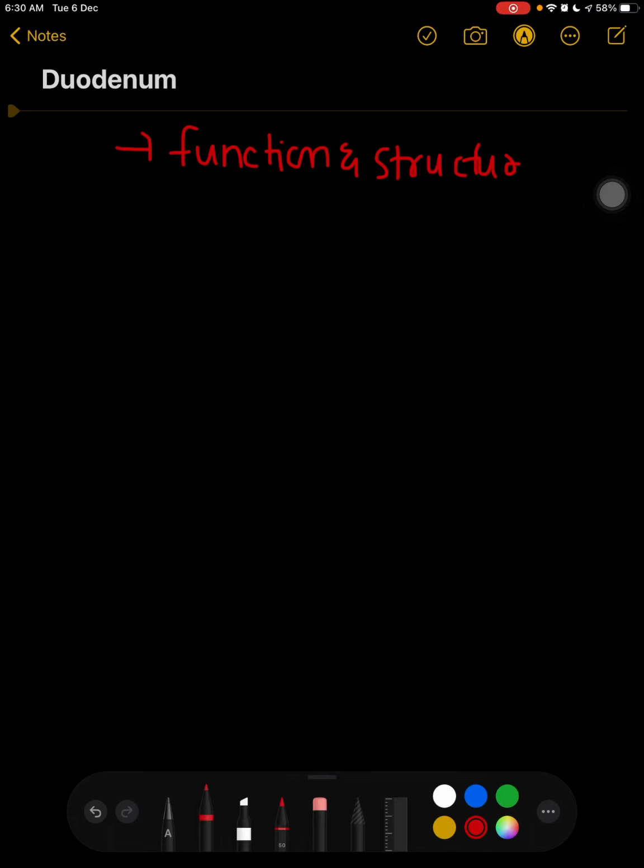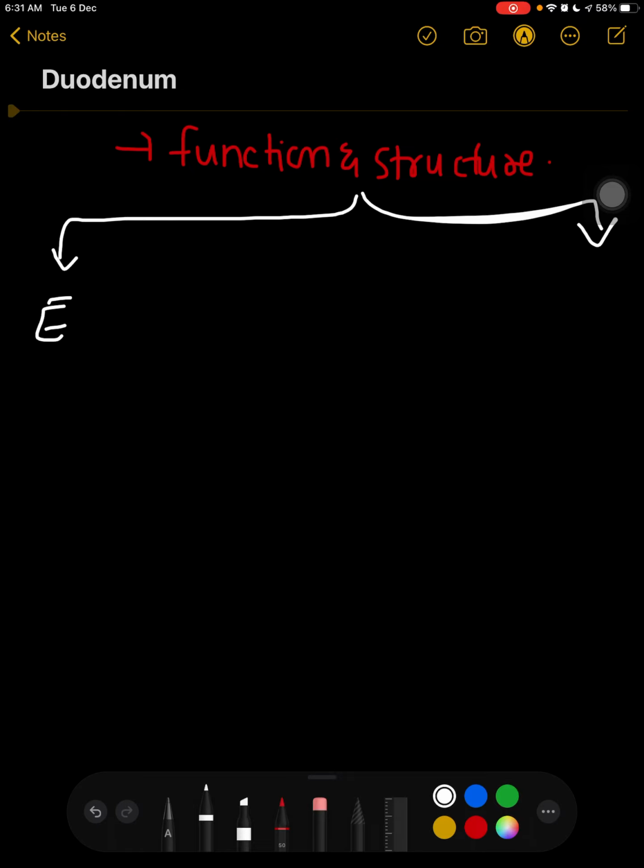So today we will be dividing this duodenum on the basis of structure and function. We will divide this duodenum into two parts, which are the exocrine part and the endocrine part.